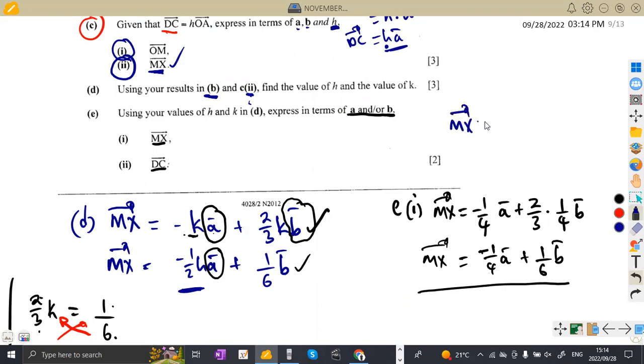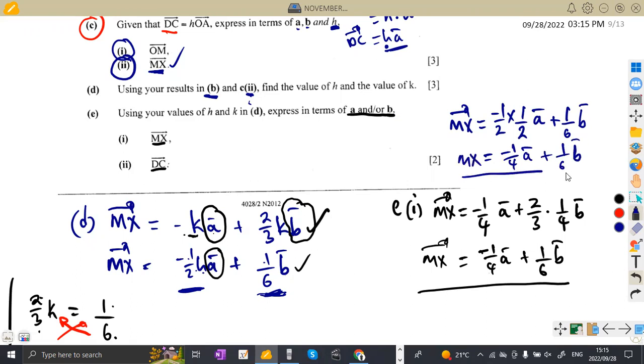Let's see. Mx is going to be minus half h. So it's minus half times h. Your h, we said, is 1 over 2. You substitute 1 over 2, which is h times a plus 1 over 6b. What are we substituting? There's nothing. We already have b. There's no other constant. So we just write it as 1 over 6b like this. Minus 1 over 4 is the one that you're going to get here if you multiply properly. So it's going to be minus 1 over 4a plus 1 over 6b. All right, so this was your vector mx.